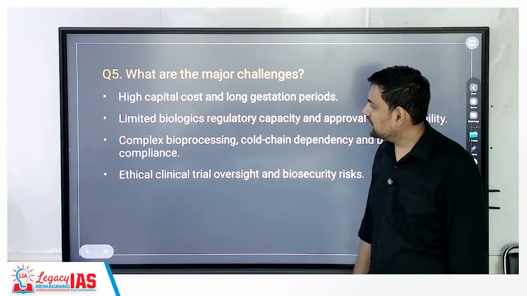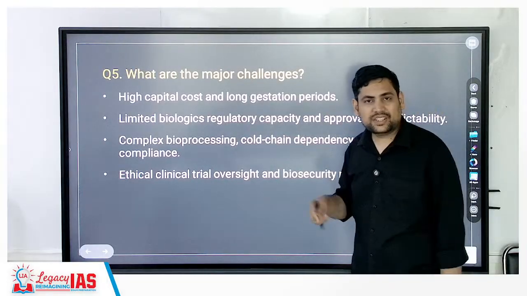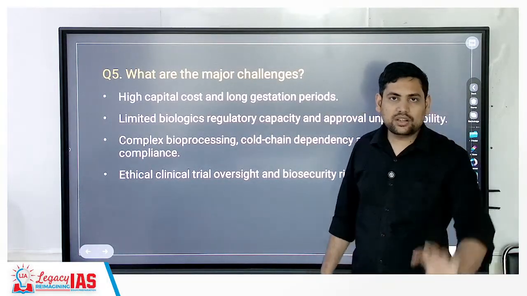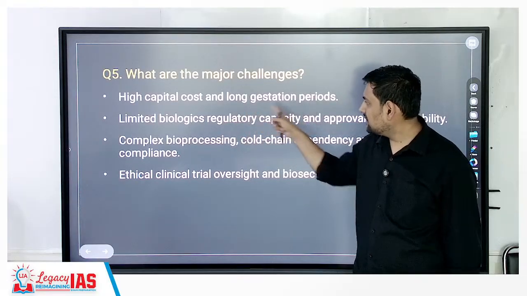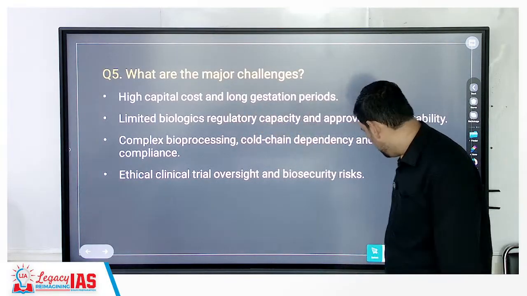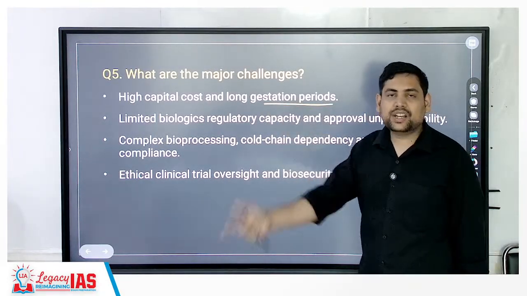Then what are the major challenges? So high capital cost, long gestation period. This is not as easy as mixing two chemicals and making a drug. So it is a much more difficult process, and will require higher capital cost. Gestation period means it takes very long to make them or to get an understanding of their process.